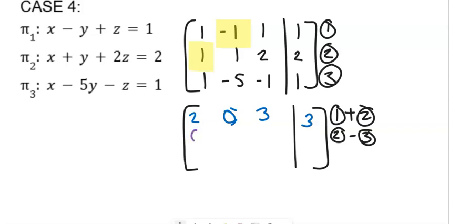So 1 minus 1 is 0. 1 minus negative 5 is 6. 2 minus negative 1 is 3. And 2 minus 1 is 1. Finally, let's see if I can get one more 0 in this spot. And I can do that if I do 3 minus 1.